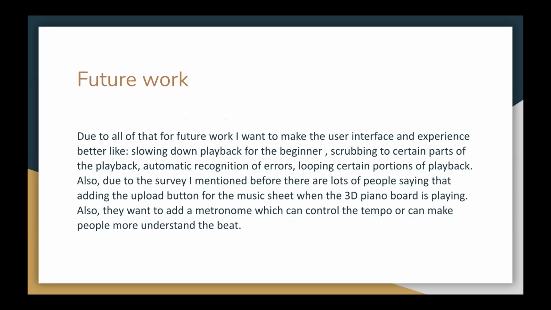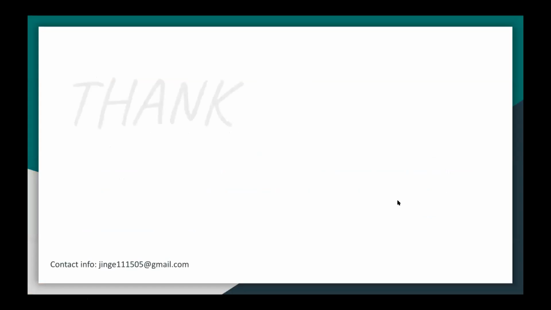For future work, I want to make the user interface and experience better, like showing slow-down playback for beginners, scrubbing to a certain part of the playback, automatic equalization of the arrow, and looping a certain portion of playback. Also, I made a survey before, and a lot of people said that adding an upload button for piano sheets, so the sheet shows while the 3D piano keyboard is playing, would be better. I also want to try adding a metronome along with the tempo so people can more easily understand beats. Yeah, and thank you.